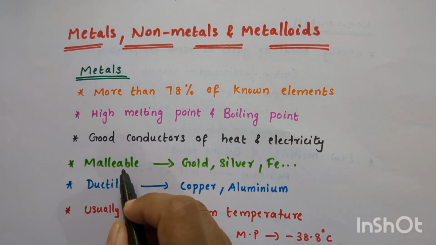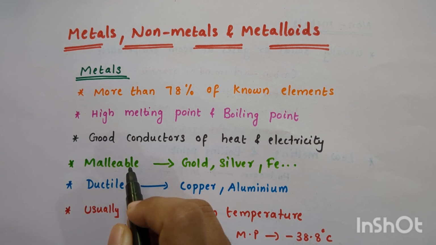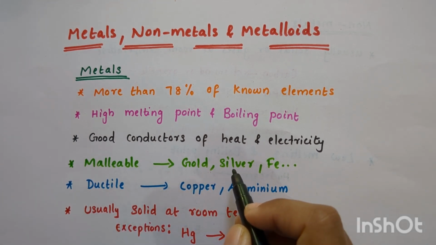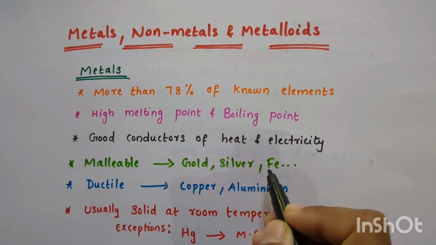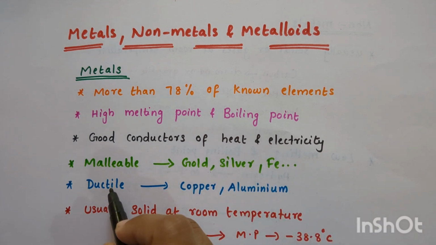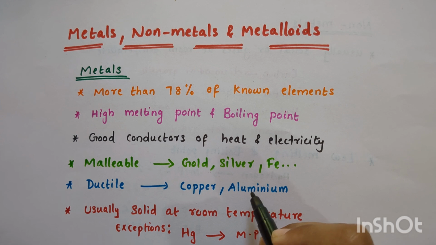Metals are malleable. Malleable means they can be flattened into thin sheets by hammering. For example, gold and silver can be shaped into coins, jewelry, etc. Iron can be shaped into tools, machinery parts, etc. Metals are also ductile, which means they can be drawn into wires without breaking. For example, copper can be drawn into thin wires for electrical applications, and aluminium can be drawn into wires for various uses.